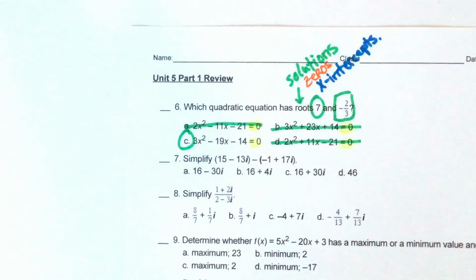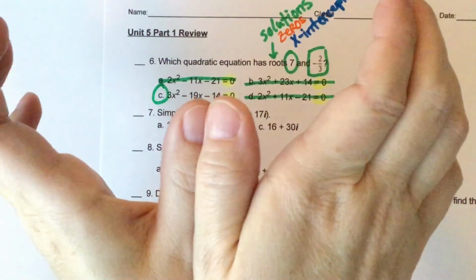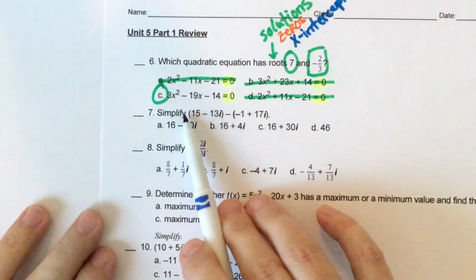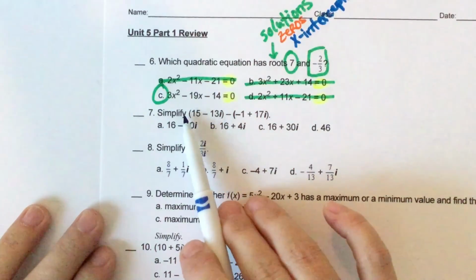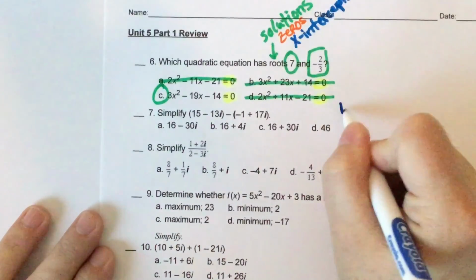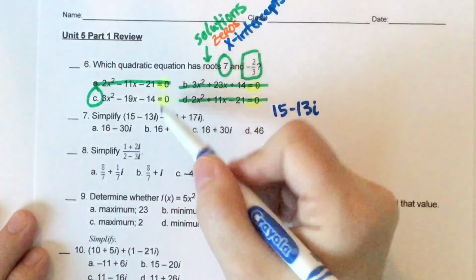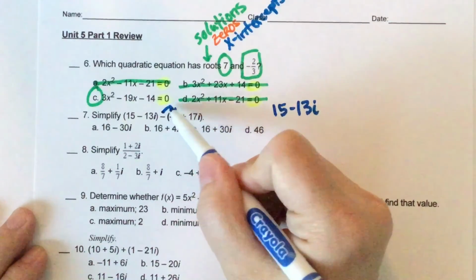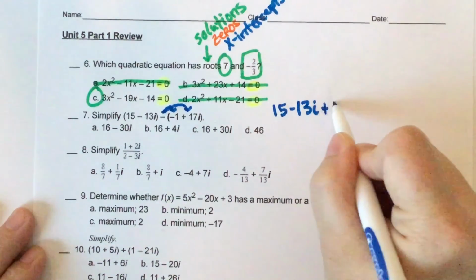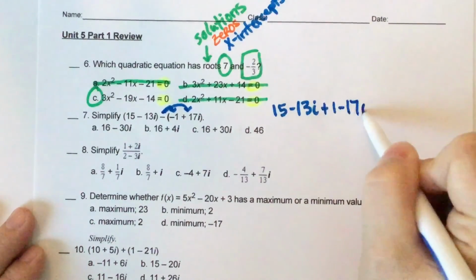All right, number 7. These parentheses are not smushed together. They are separated. So when they're separated, you look for something in the front to distribute and something in the middle. Well, there's nothing in the front to distribute, so I'm just going to recopy that without the parentheses. So 15 minus 13i. But I do have something to distribute here, and it's a negative, or you can think of it as a negative 1. So a negative times a negative makes a positive, so that's a positive 1. And a negative times a positive makes a negative, so that's a negative 17i.